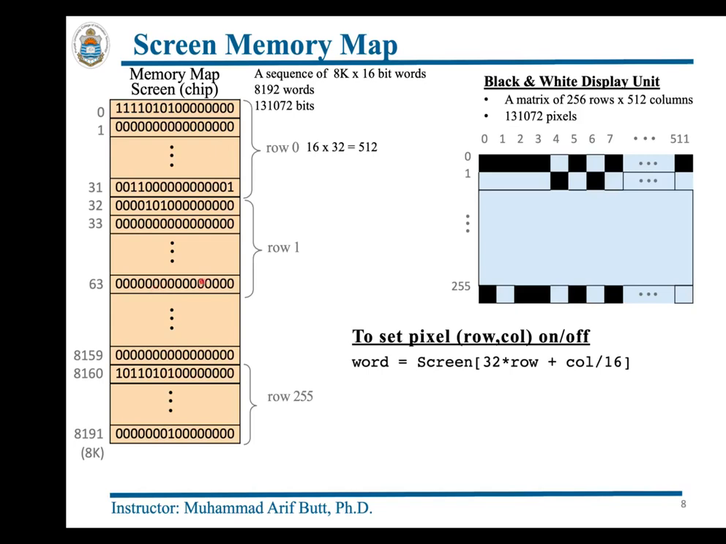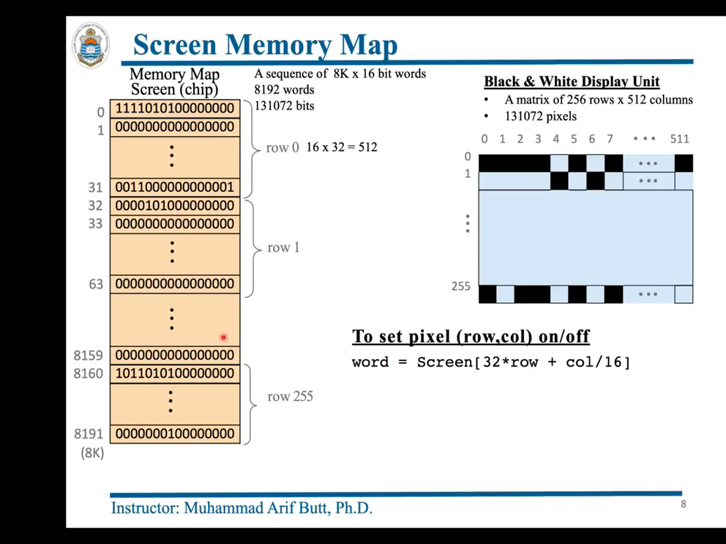So dear students, suppose I want to map a specific row and column on this screen to a specific word on this memory map. We multiply the row by 32 and then add column divided by 16 to it. Remember, this is integer division. This gives us the address of the memory word in this memory map.